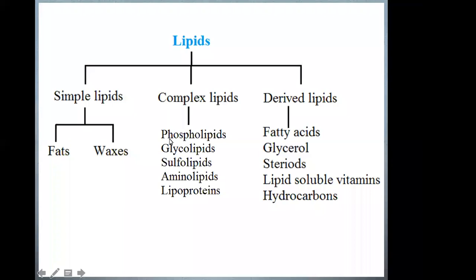Complex lipids are classified further into phospholipids, glycolipids, sulfolipids, aminolipids, and lipoproteins. Derived lipids are classified into fatty acids, glycerols, steroids, lipid-soluble vitamins, and hydrocarbons.